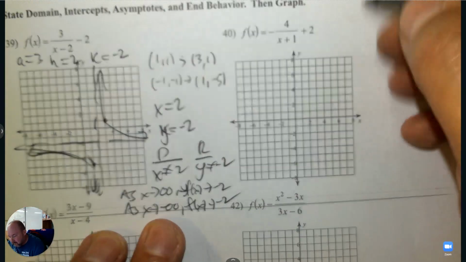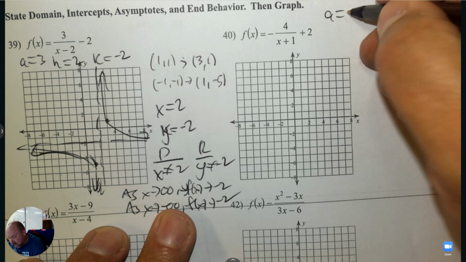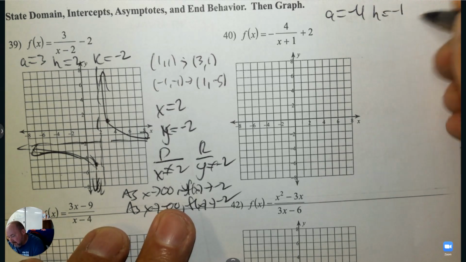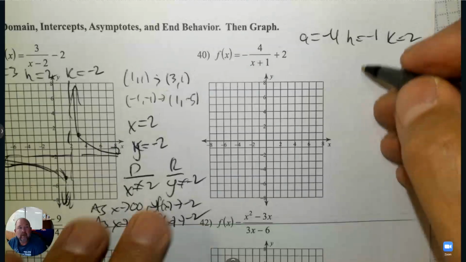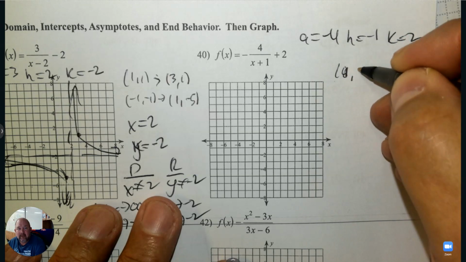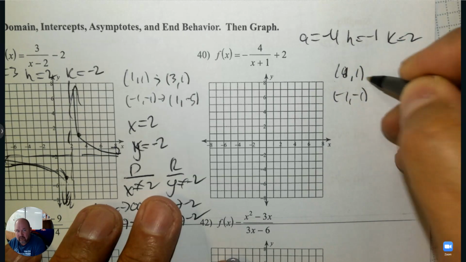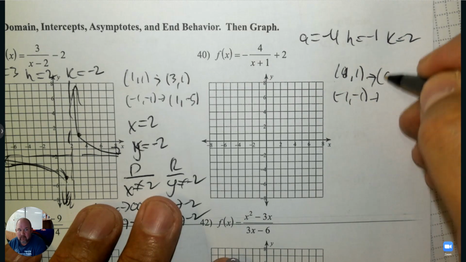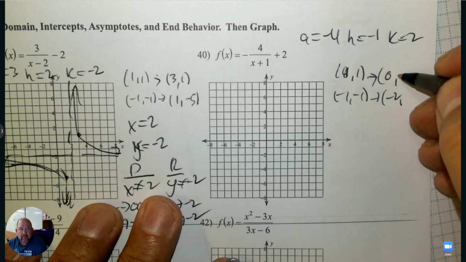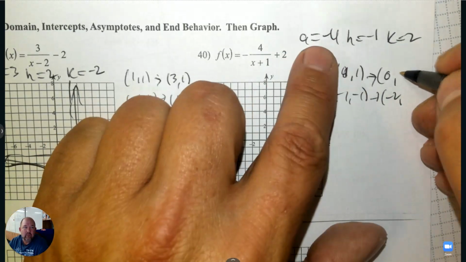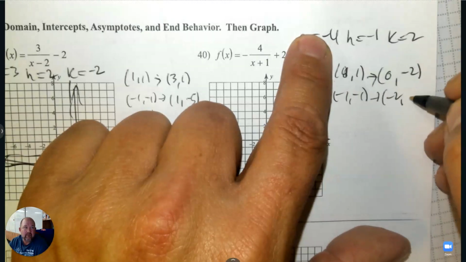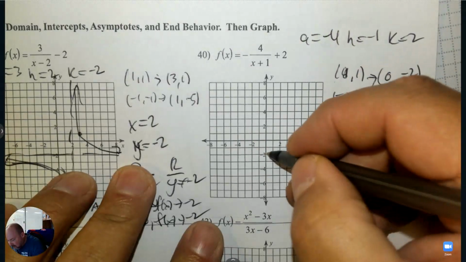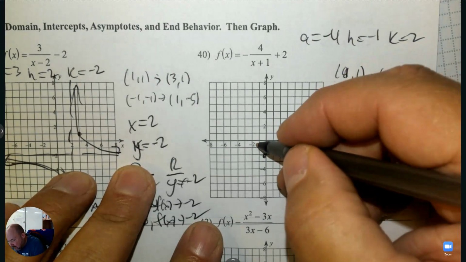All right, same thing, number 40, AHK. A is negative 4, H is negative 1, K is 2. So we have 1, 1, and negative 1, negative 1. Change those. So we're going to subtract 1. Then I'm going to multiply and add 2. Again, I'm going to multiply. That's positive 4 plus 2. So 0, negative 2, and negative 2 and 6.